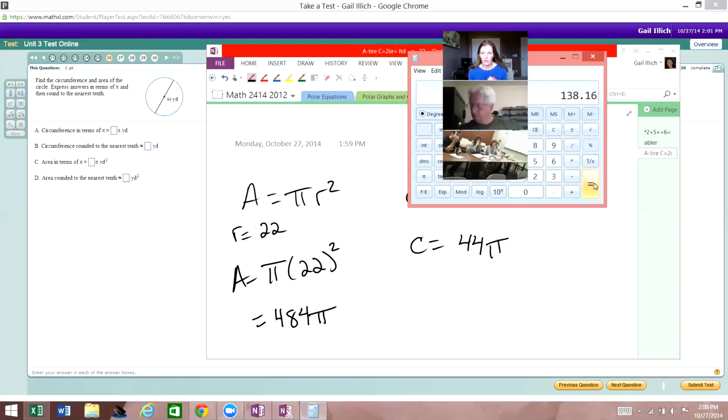That's number 26. 138.2. Did y'all get that? 44 times 3.14, or if you do 44 times pi, it gives you 138.2. On the homework, I use the pi button. Because we're rounding to the nearest tenth, it doesn't matter on this one, so it's probably going to be okay. You guys just email me if you get it off by a decimal or something. So 138.2.